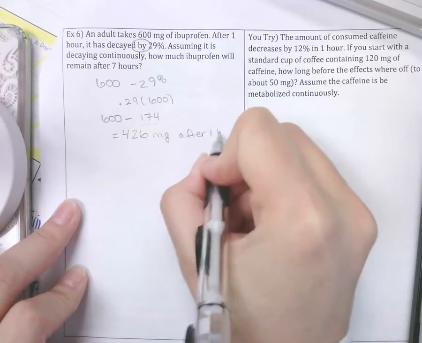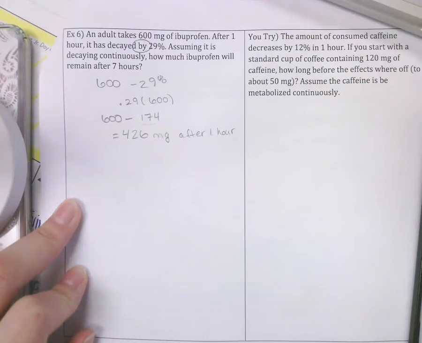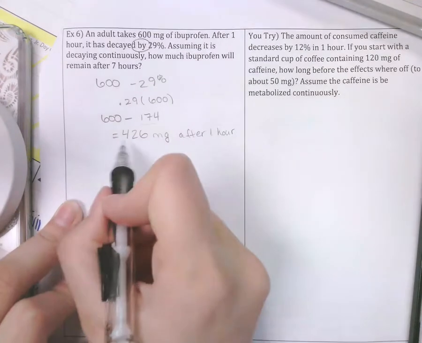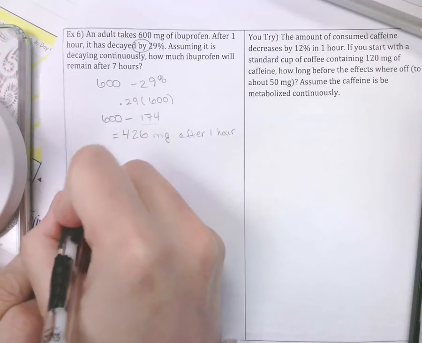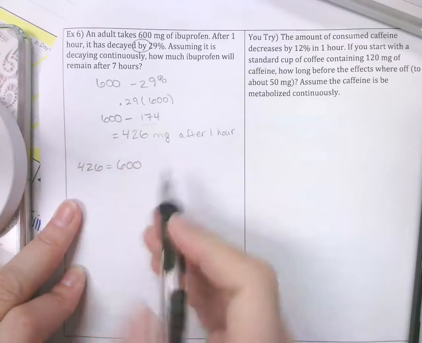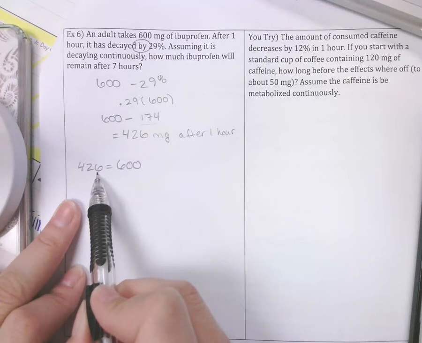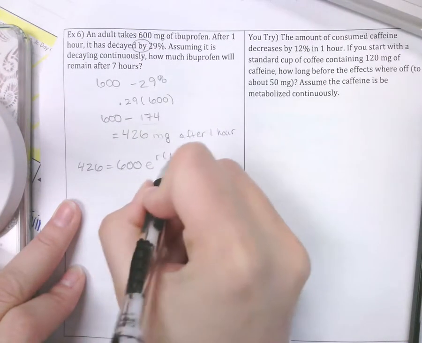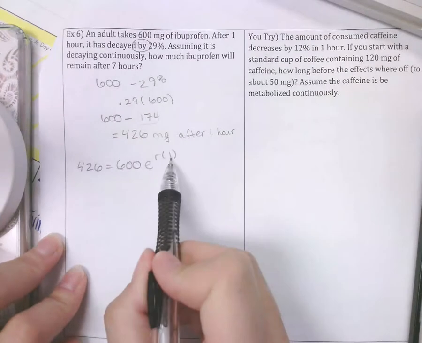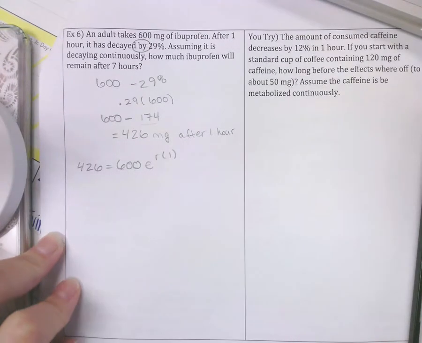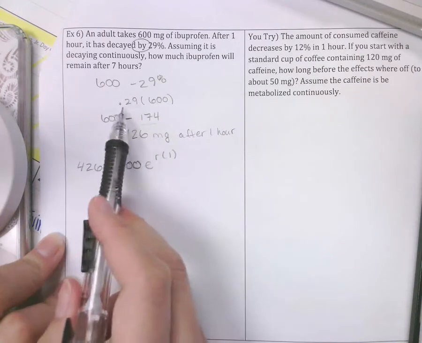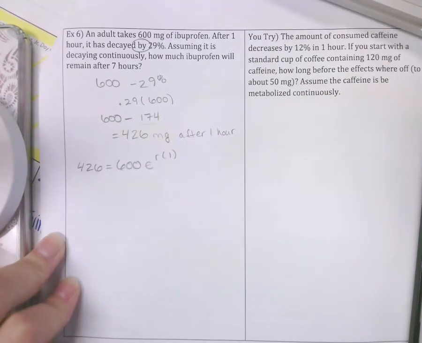We need to know what it decreased to in order to calculate R. So now that we know what it decreased to, we're going to set up our equation. So we know that 600 milligrams decreased to 426 milligrams after 1 hour. So when time is 1, 600 goes down to 426. And again, we found 426 by taking 29% away from 600.